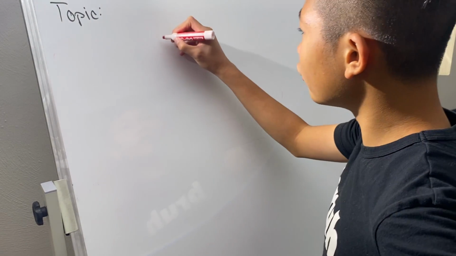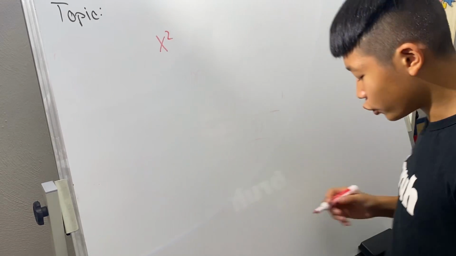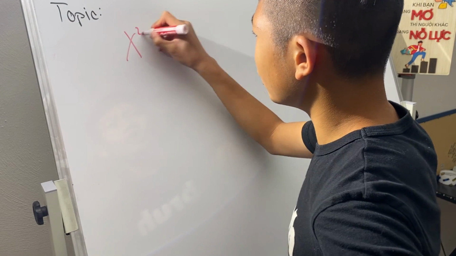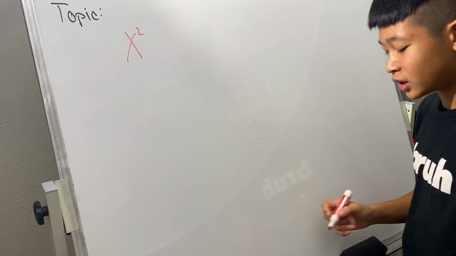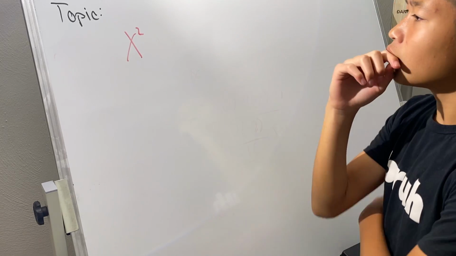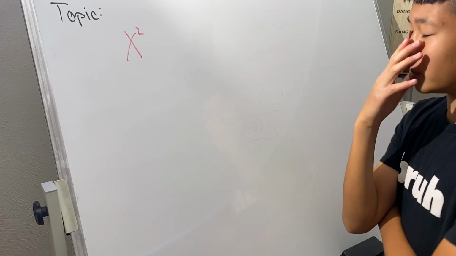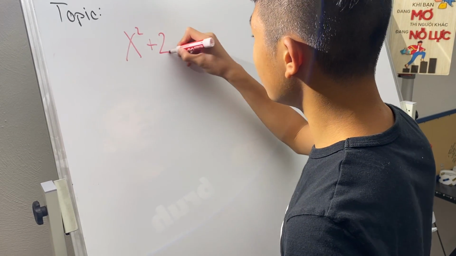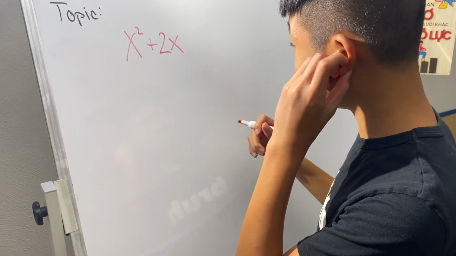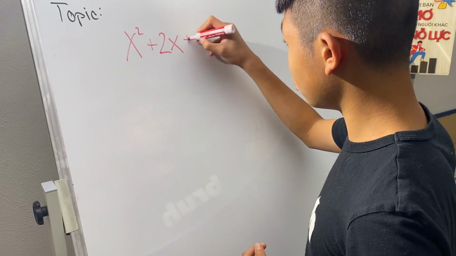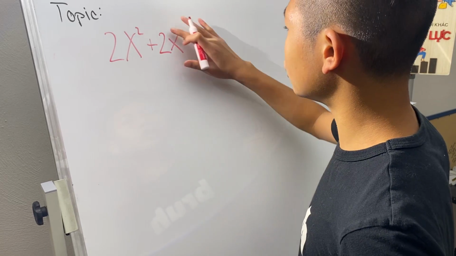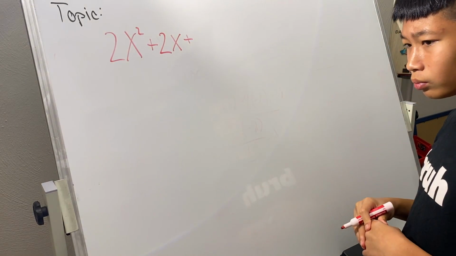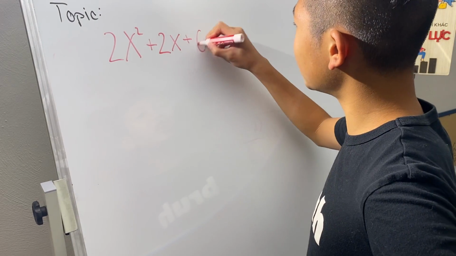Okay, let's go. So the first one. I'm gonna give you guys 3 problems. So x squared. The last video we made about how to solve it. Now we're gonna knuckle it off. I'm sorry, I don't know what I said. Okay. x squared plus 2x, 2x squared plus 2x plus 6 equals 0.